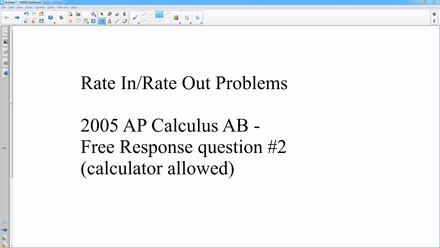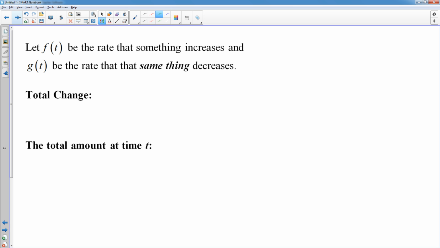The type of problem I want to look at right here is what I have dubbed a rate in, rate out problem. This is not the official name of it, but these are the problems where you are given a rate that something grows and the rate that that same thing shrinks, or goes in or goes out, or increases or decreases. And it's how to use both of those functions in conjunction to answer larger questions. Hey, that rhymed. And then we're going to look at an actual AP problem from 2005 which uses this type of thought process.